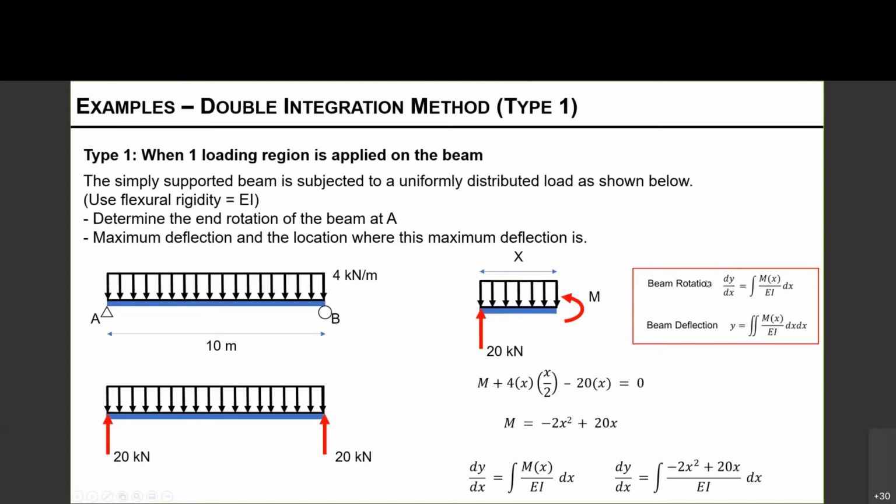So from this first equation, dy over dx is, again, the slope at a point. dy over dx equals M of x over EI. So M of x is equal to this value that is right over here, over EI. Since we have a constant EI throughout the member AB, we will have EI over here, okay.